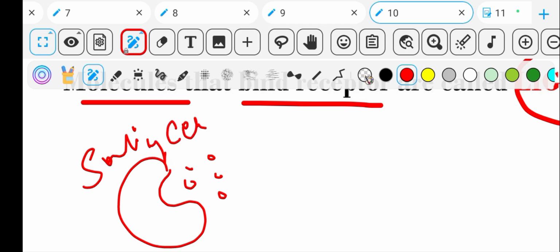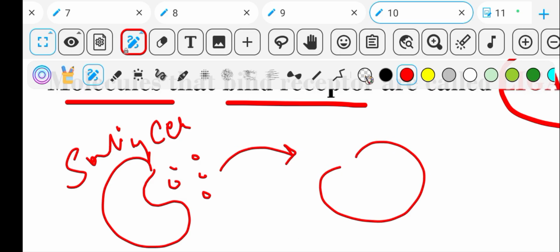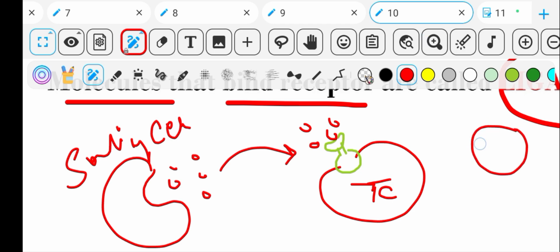Okay, then these signaling molecules will move to the targeted cell, which is this, and it will have its own receptor. Then these signaling molecules will bind here only. This is your targeted cell, and this is the non-targeted cell. It means it has no receptor for any ligands.